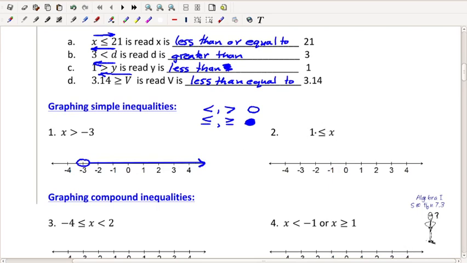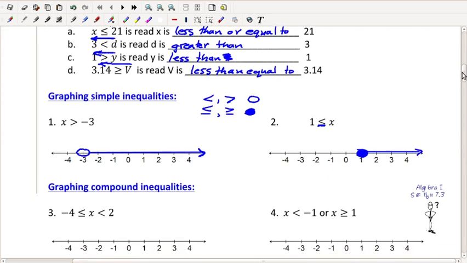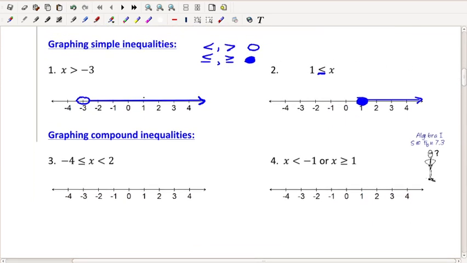Something like this, where it's like 1 is less than or equal to x, that's kind of annoying, but I'm going to read it the other way around. X is greater than or equal to 1. So again, I'm going to start at 1, put my circle there. I remember that equals underneath means fill in this circle, because x is greater than or equal to 1, it includes 1. And then x is greater than 1 means, again, I'm going to the left. So I'm going to start at 1, go to the left side. So those are simple inequalities, how I graph simple inequalities.